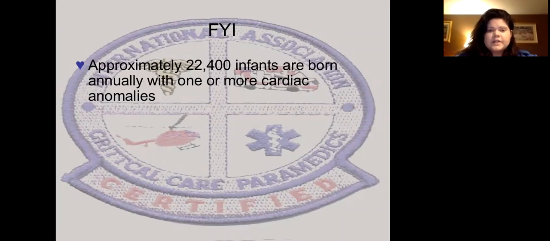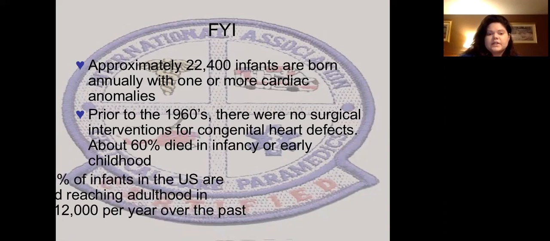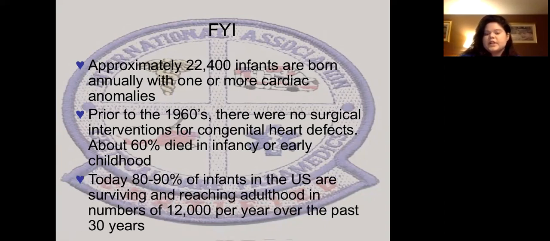So here are just some facts. Approximately 22,000 infants are born annually with some kind of cardiac anomaly. Recent history, there weren't any surgical interventions for these defects, and about 60% of all infants died in early childhood because of their congenital heart defects. But research and surgical interventions have really advanced, and now there are tons of things that they can do to combat that.